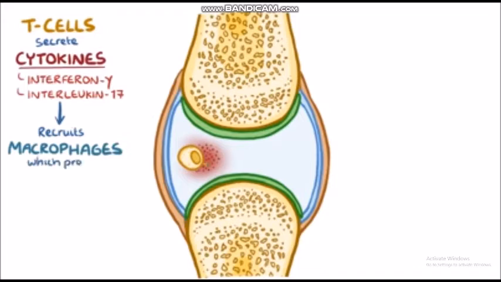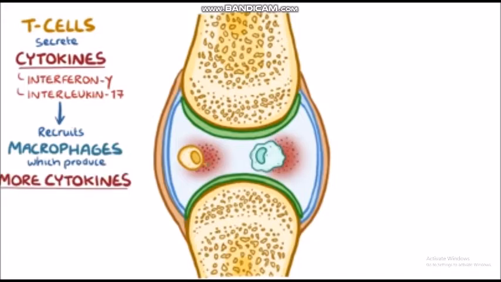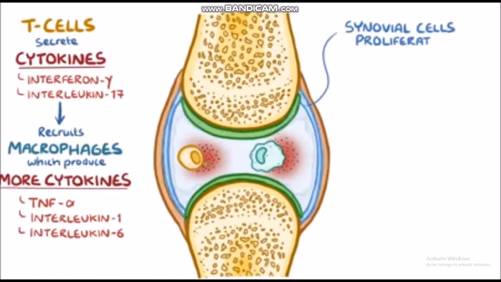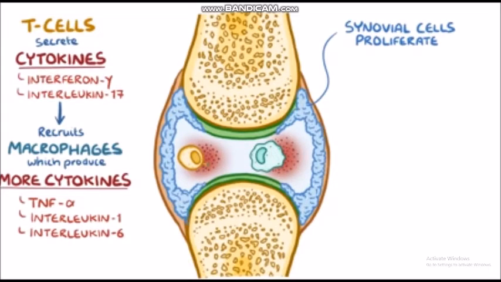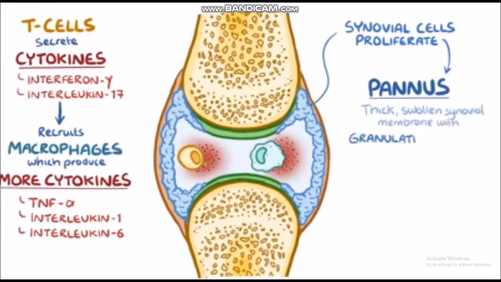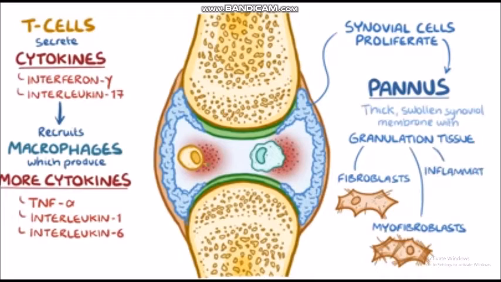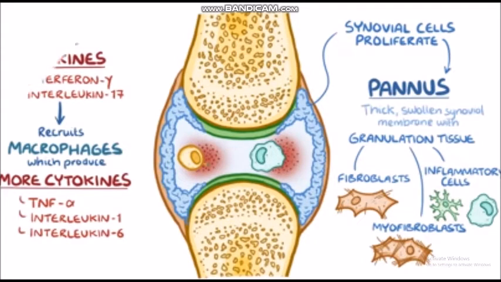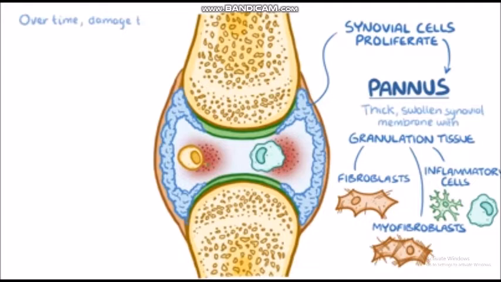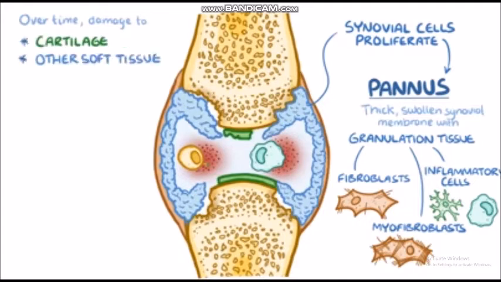Macrophages will also produce inflammatory cytokines like tumour necrosis factor or TNF-alpha, interleukin-1 and interleukin-6, which together with the T cell cytokines stimulate synovial cells to proliferate. The increase in synovial cells and immune cells creates a pannus, which is a thick, swollen synovial membrane with granulation or scar tissue made up of fibroblasts, myofibroblasts, and inflammatory cells. Over time, the pannus can damage the cartilage and other soft tissues, and also erode bone.